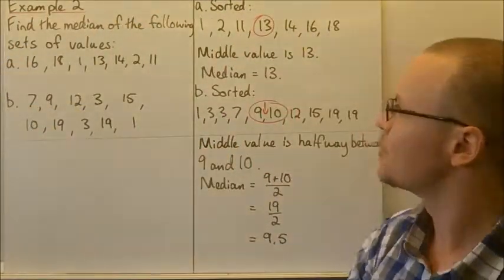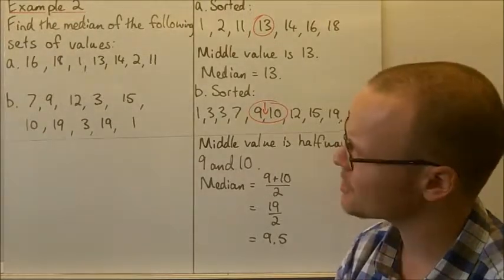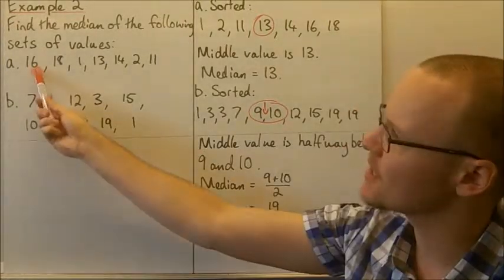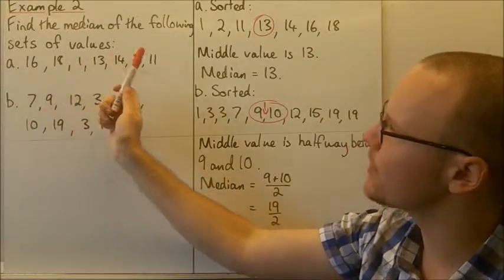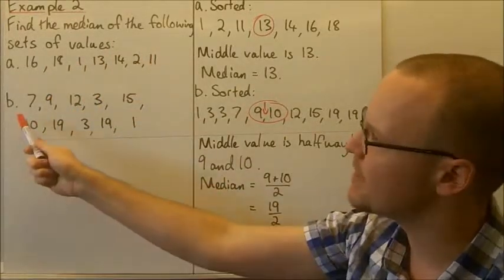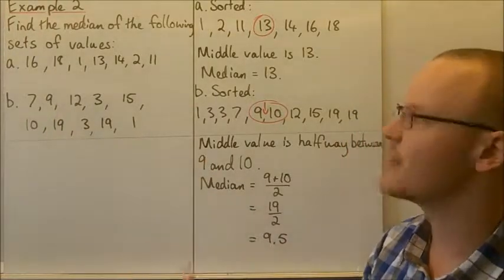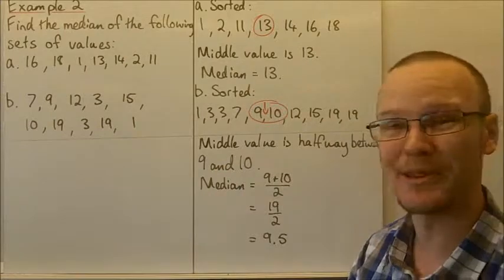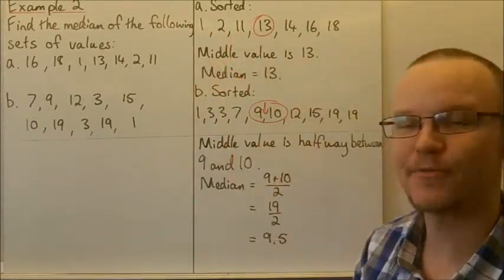Here we've got the second example, and we're going to find the median. So we've got two sets of data here, set A and set B. Set A has 1, 2, 3, 4, 5, 6, 7 values, and set B has 10 values. To find the median, we first put them in order, from smallest to largest, as I've done here.